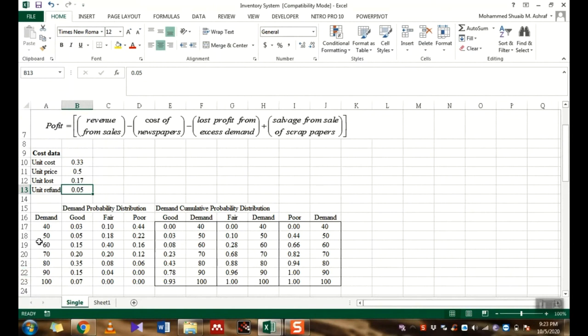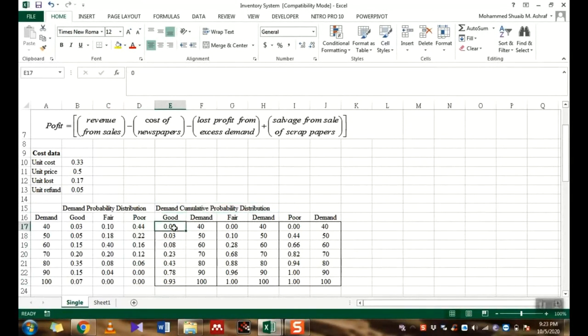We can see the demand given as 40, 50, 60, 70, in multiples of 10, and the demand probability distribution is also given. Good, fair, poor: these are the probabilities for good, for fair, for poor. Now this is the demand probability distribution function.